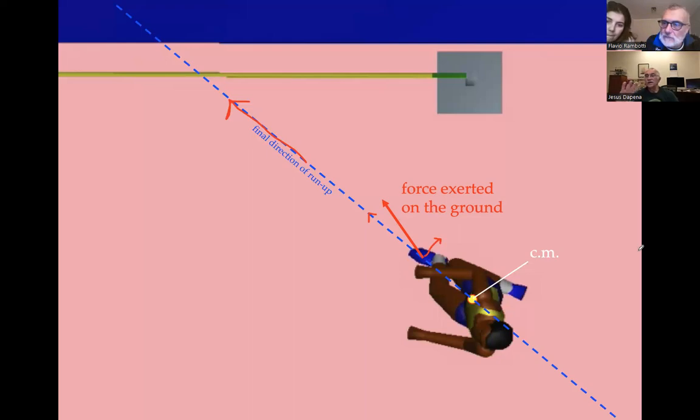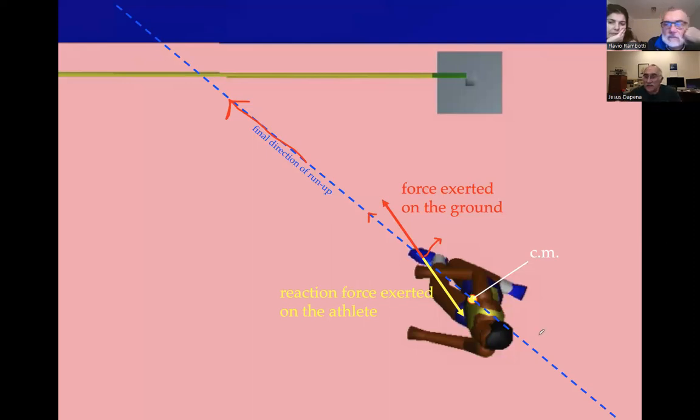So the foot is trying to move towards the right, but it's attached to the ground. So the spikes will push on the ground towards the right. By reaction, the ground will push on the foot in this yellow direction here.